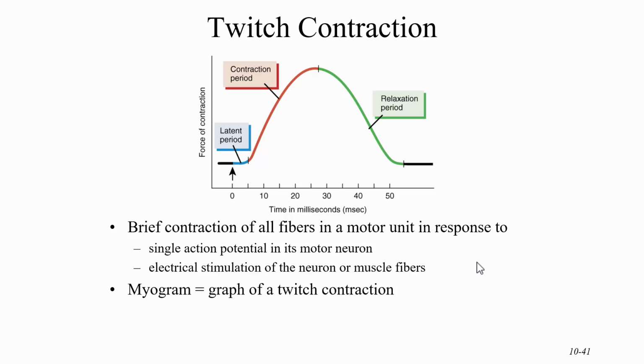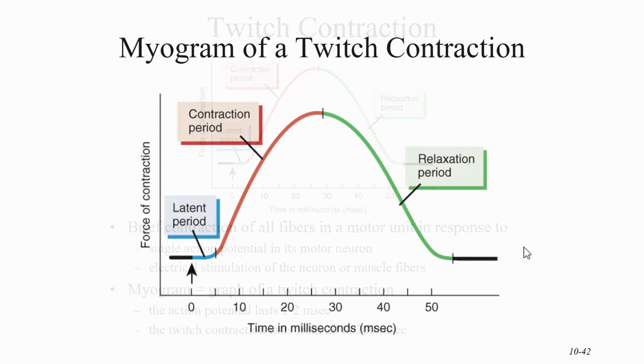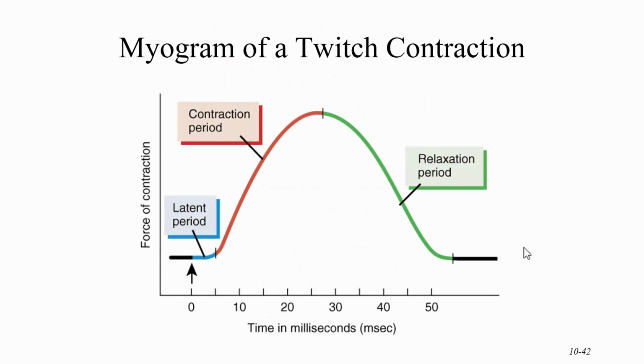And we graph that twitch out on this thing called a myogram. The action potential lasts about 1 to 2 milliseconds, and the twitch contraction lasts from 20 to 200 milliseconds. We're going to look at this myogram, and we're going to look at force compared to time.